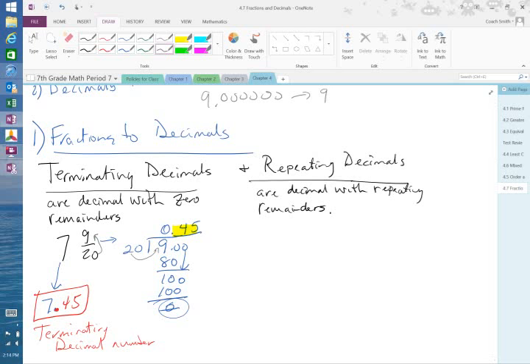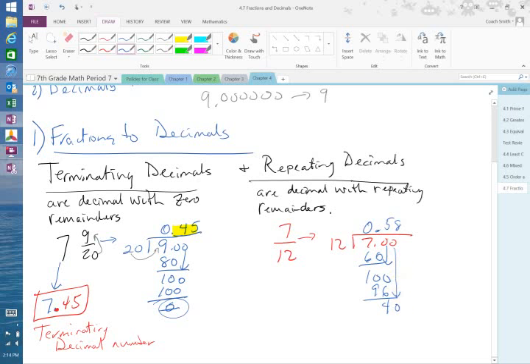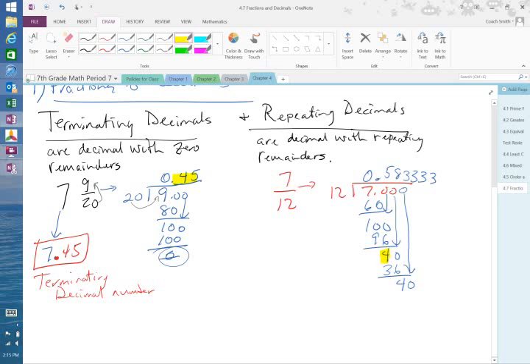Now let's look at the repeating numbers. Let's say I had the fraction 7/12. There's no whole number to bring down, so I just simply take 12 divided into 7. Once again, I just put 0.00 because it doesn't change the number, and I know that 12 doesn't go into 7. So 12 goes into 70 5 times, be 60, remainder 10, bring down a 0. 12 goes into 100 eight times, be 96, remainder 4, bring down the next 0. 12 into 40 goes 3 times, be 36, remainder 4, add a 0 and bring it down. So it's just going to keep doing that. In other words, it keeps repeating the remainder of 4.